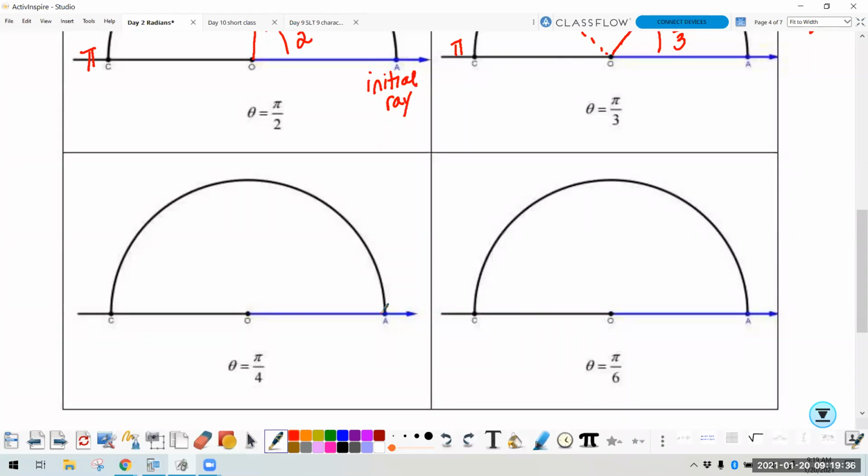Okay, so pi over 4 is a quarter of pi. So if this is a half, a quarter would be about here. And then pi over 6, that's a sixth of this, so it's half of that third. So if here's the pi over 3, I'll go about there is pi over 6.